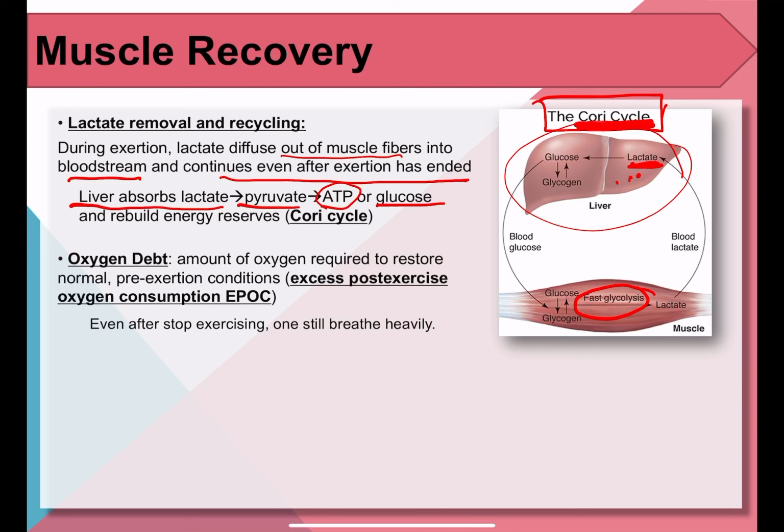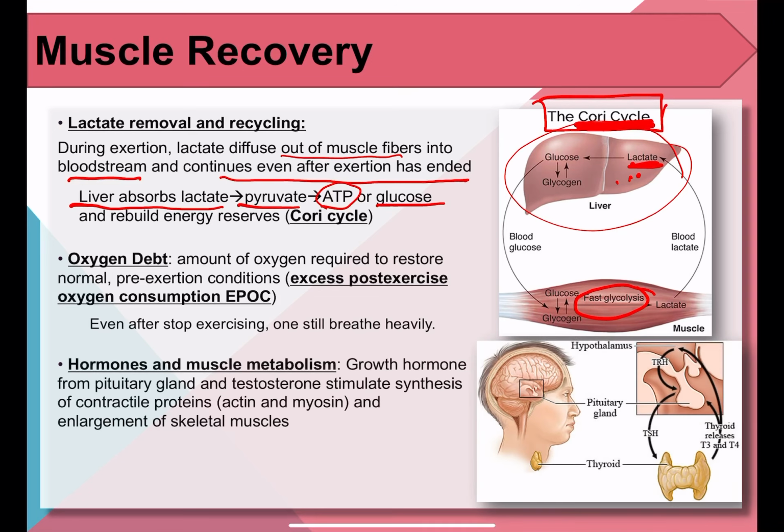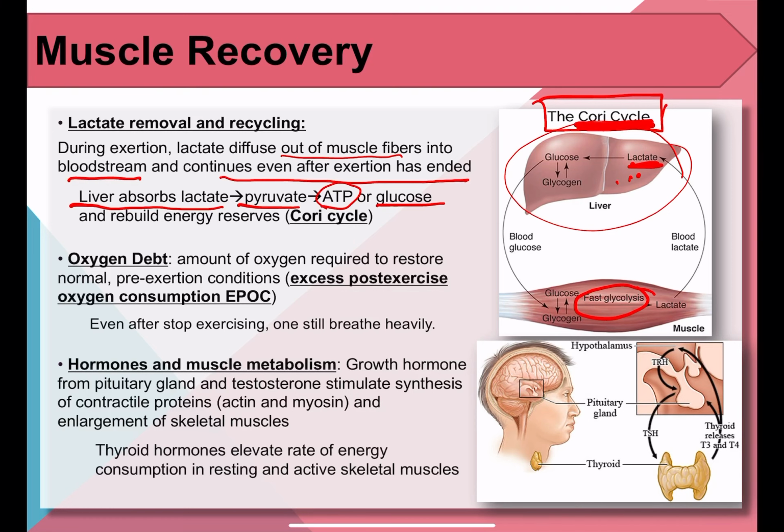Okay, so that's why you breathe heavily even after you stop exercising. Now, hormones actually play a role in muscle metabolism as well. For example, growth hormone from the pituitary gland and testosterone can stimulate synthesis of the contractile proteins, actin and myosin. Again, this is only testosterone that can stimulate that process more often, and that's why males have a lot easier time building really large muscles compared to females. Growth hormone and testosterone are able to cause an enlargement of skeletal muscles based on demand.